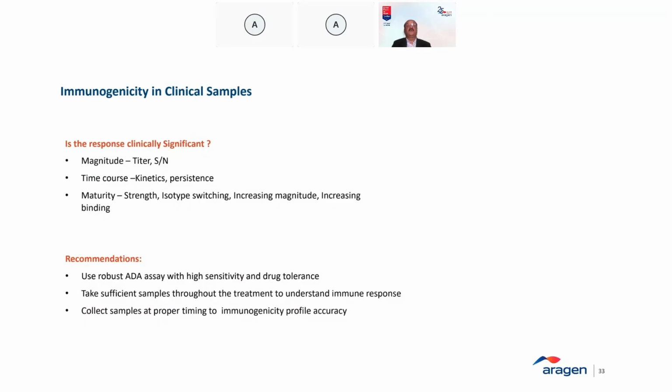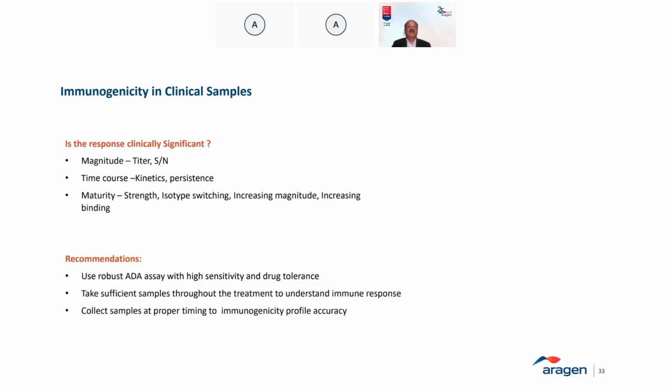Another aspect one looks at is the time course. How soon does the response appear? Is it persistent or is it transient? And the third approach that one takes is looking at the maturity of the response. What is the strength of your response? Does isotype switching happen? Do you see IgM followed by IgG? And the most critical thing is, do you see an increase in binding affinity of your antibodies over a period of time, which says that your response is persistent and also increasing.